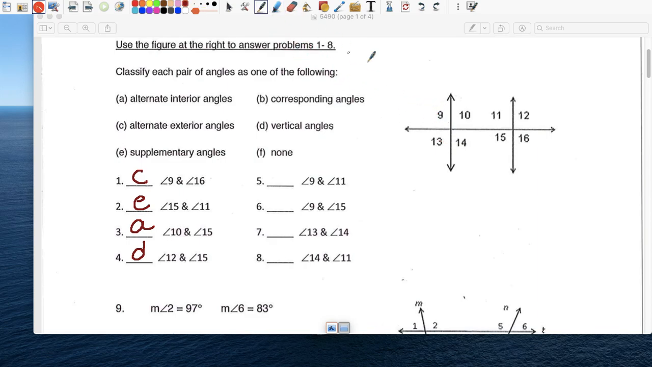9 and 11, they occupy the same position, right? So 9 and 11 are corresponding, so that's B. 9 and 15, okay, are supplementary. Because if you think about it, if this is 9, this also would be an angle 9, right? They're corresponding to each other. And if you think about the relationship between 11 and 15, 9 and 15 would be corresponding.